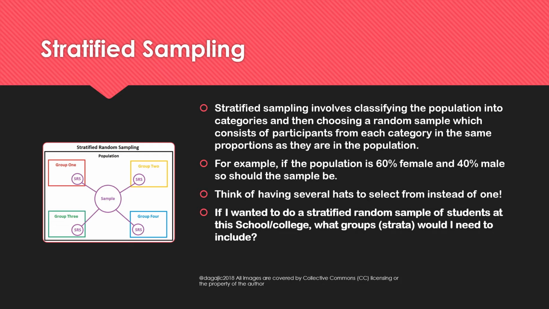So in this case, we'd have a hat with male names, which would pull 4 out of, and a hat with female names, which would pull 6 out of. Now, imagine I wanted to do a random stratified sample of students at a school or college. I'd need to think about year groups. I'd need to work out the proportions in each year group. For example, in most schools there's often more students in years 7 to 11 than there is in year 12, so I'd need to work out the proportions to make sure that my sample was correct.